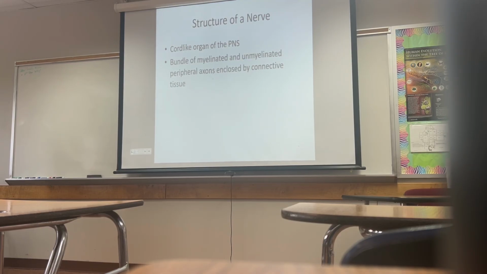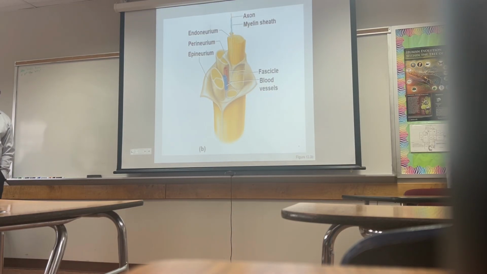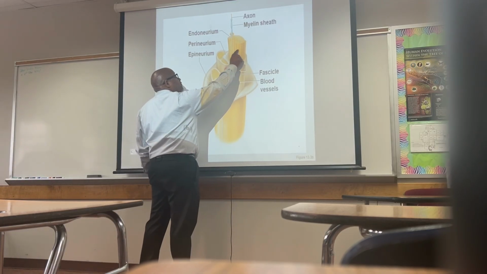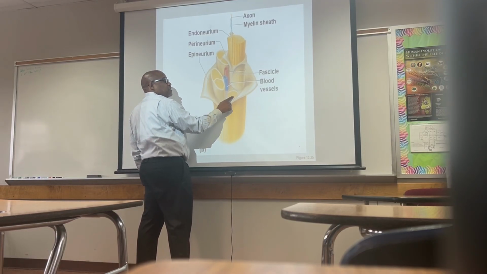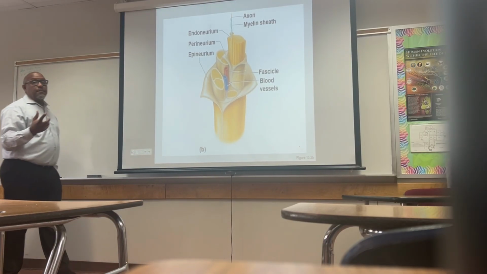The structure of a nerve in the peripheral nervous system. In the central nervous system, a nerve is just a cell. All right. In the peripheral nervous system, when we talk about a nerve, it looks like this. It's more than a cell, because this is a fascicle that has a bunch of axons in it. That's another fascicle, that's another fascicle, that's another fascicle. So this is a nerve in the peripheral nervous system, okay?